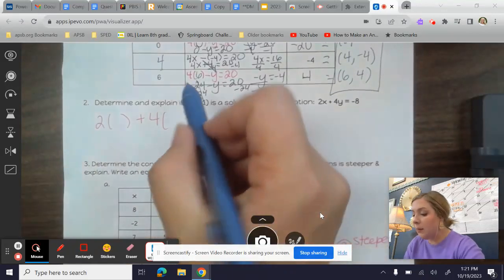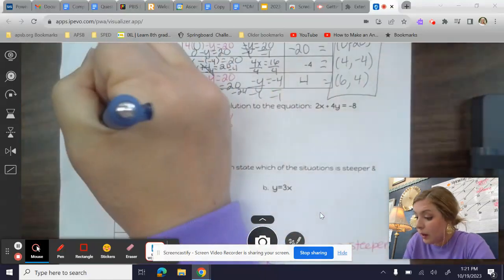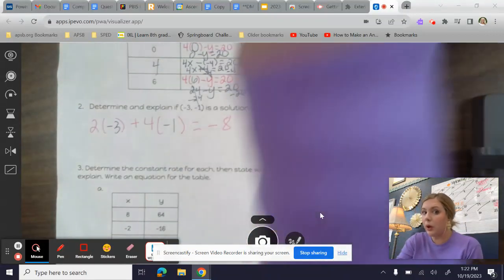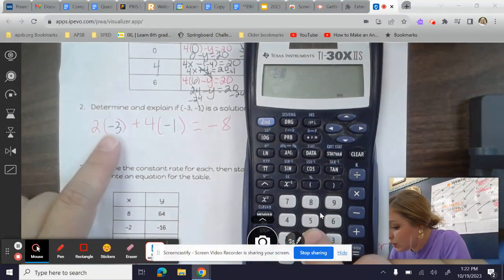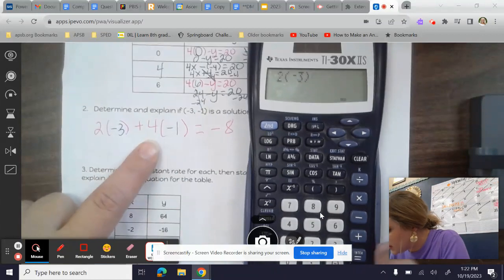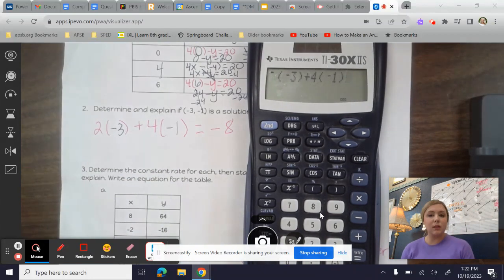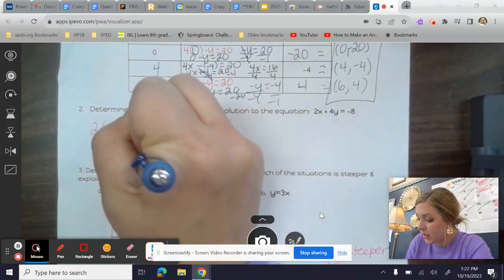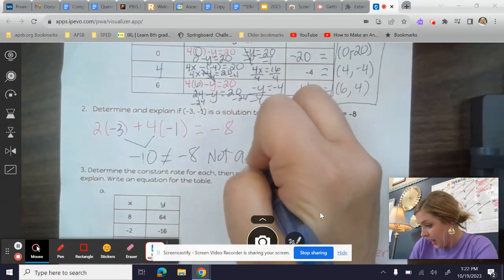So I have the template set up, and they're asking me if this X and Y right here make this equation true. So I'm going to plug in -3 and -1. Now, you can work this out below and do great, but remember that your calculator can do this for you, all right? I can plug in 2, open parentheses, -3, close parentheses, plus 4, open parentheses, -1. And if I get -8, it is a solution. And if I don't get -8, well, then it's not a solution. I got -10. So that means this value is -10, and that does not equal -8. So this is not a solution.